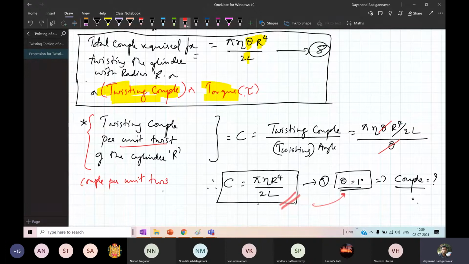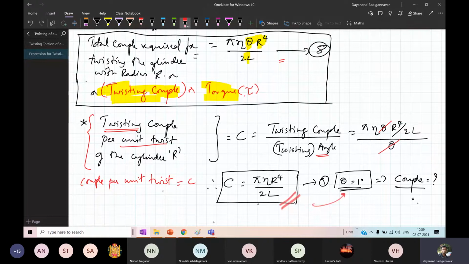Obviously it is twisting, therefore you call it couple per unit twist. So whatever the couple you have from equation 8, just divide by the twisting angle theta, you get the couple per unit twist C as equal to this.